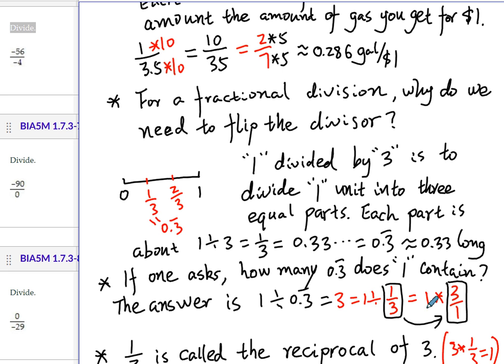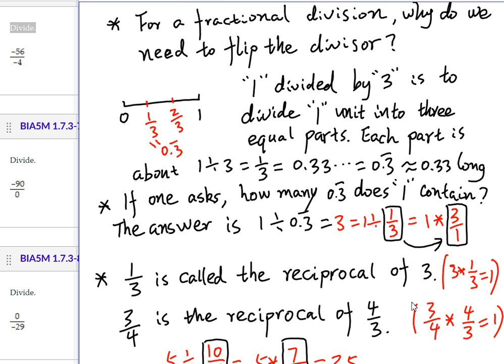So that's why, when you use 1 divided by a fractional number, you need to flip the divisor. That's the reason we want to flip. When we do the fractional division, we want to flip the numerator and denominator of the divisor.